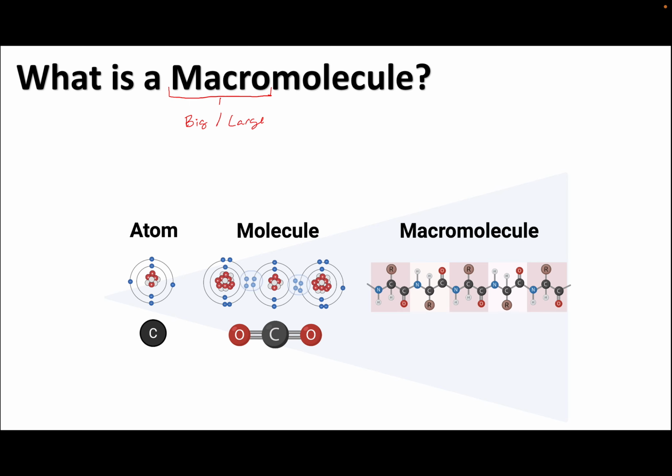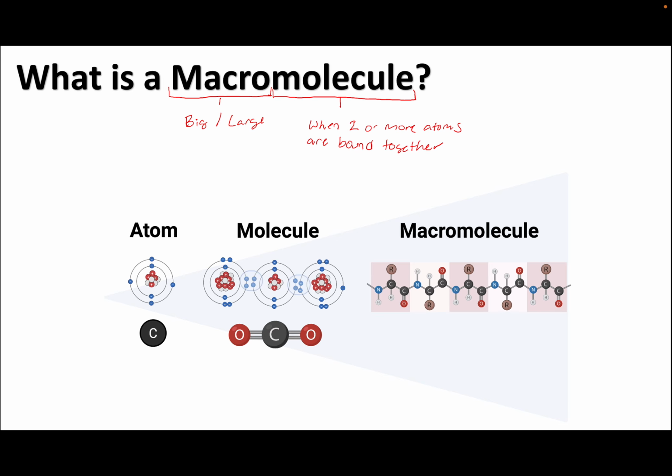And then if we look at the ending of this term, molecule, a molecule is going to be formed when we have two or more atoms bound together. Okay, so essentially what we're talking about is a large molecule. This is going to be a structure that is comprised of many atoms bound together.